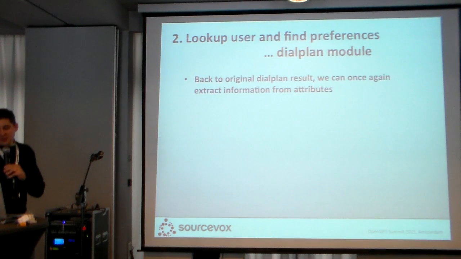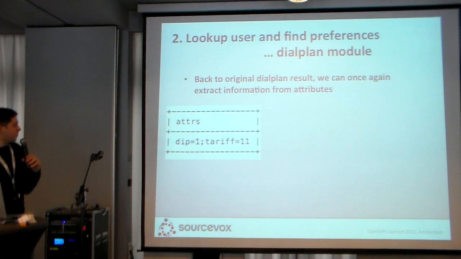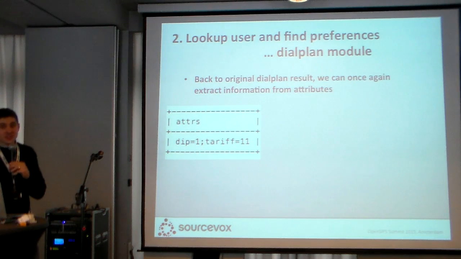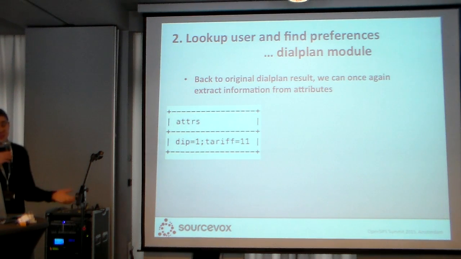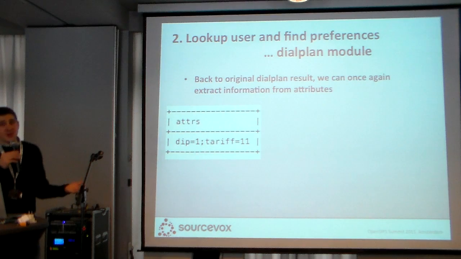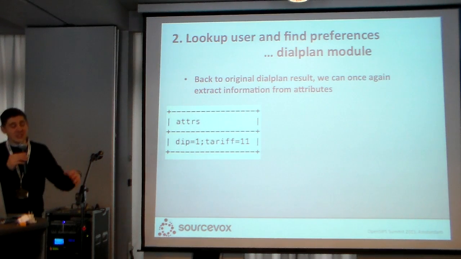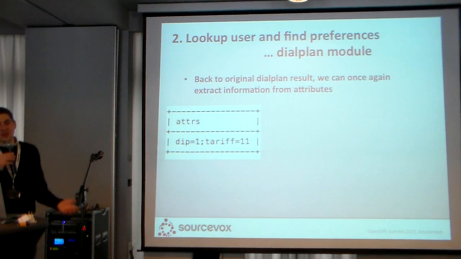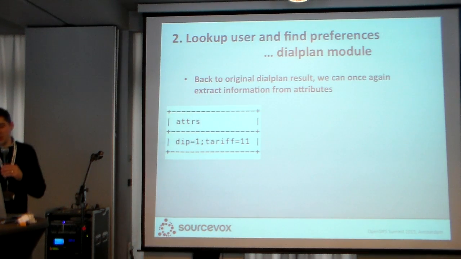So, to the original dial plan result, we pulled the attributes out. The information we were after was whether we need to do an external dip or external request for this call. These attributes say yes, we do. And we've got some more arbitrary information which will be useful later on in the presentation, which tells us that this user would like to use tariff number 11 when we go on to read the code later.